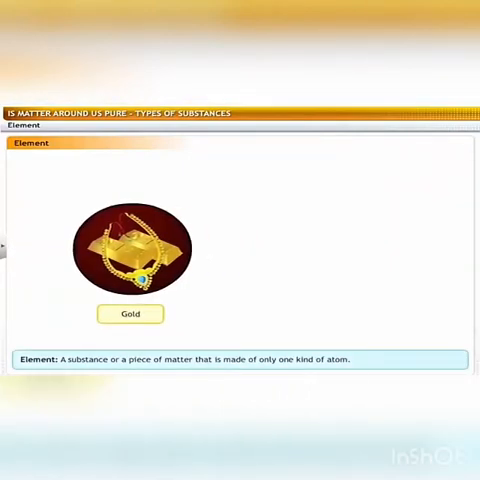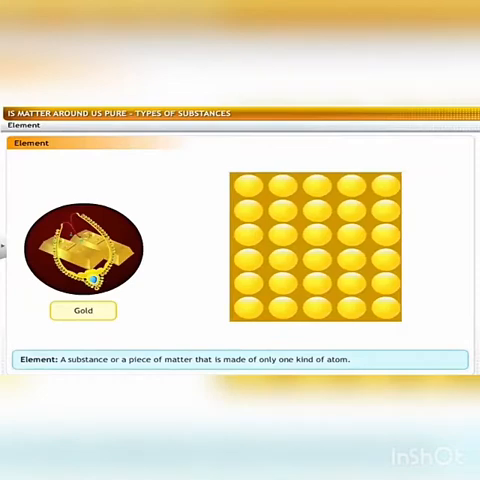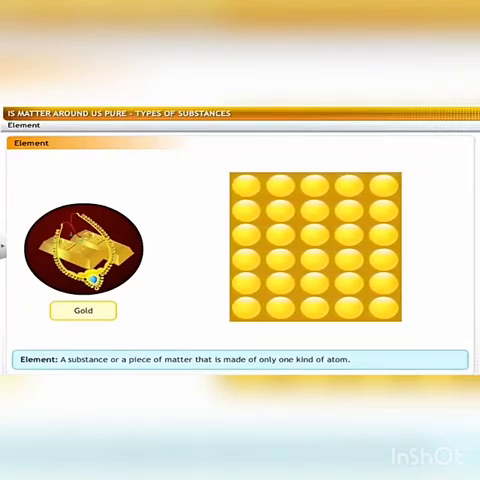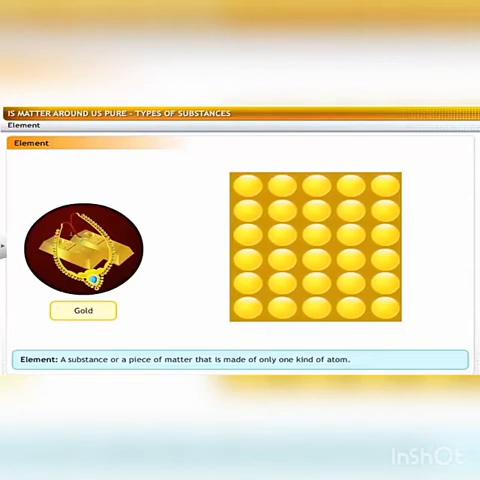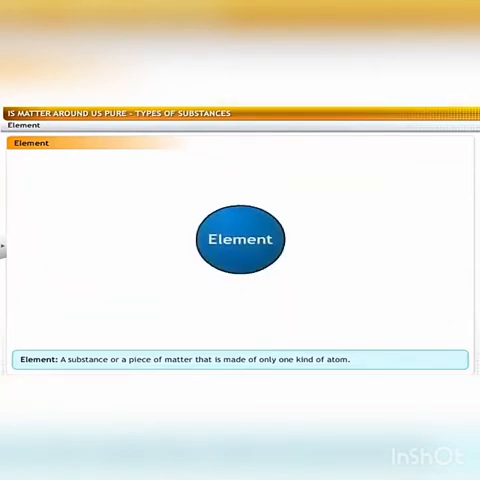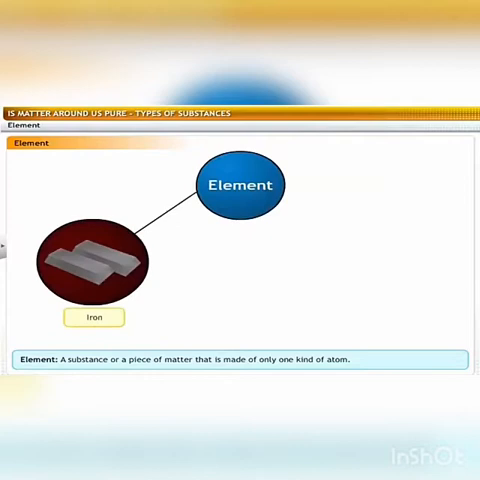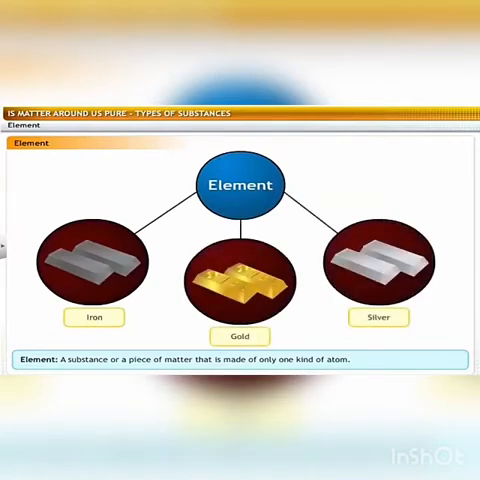A pure substance which is made up of only one kind of atom and cannot be broken into two or more simpler substances by physical or chemical means is referred to as an element. For example, iron, gold, and silver.